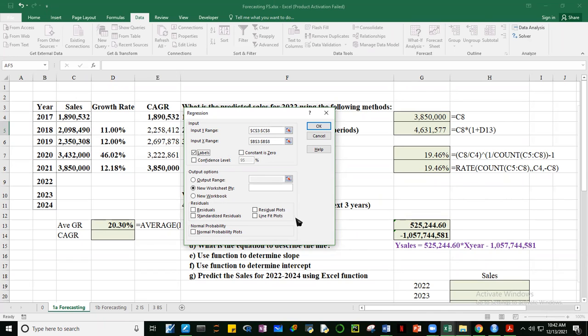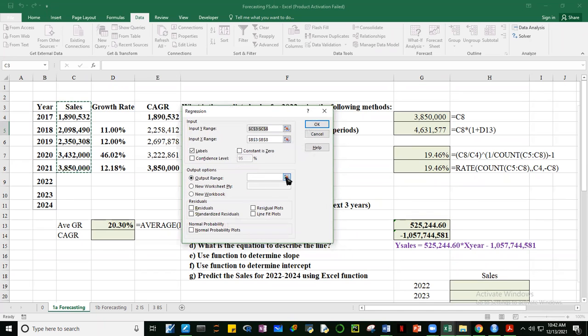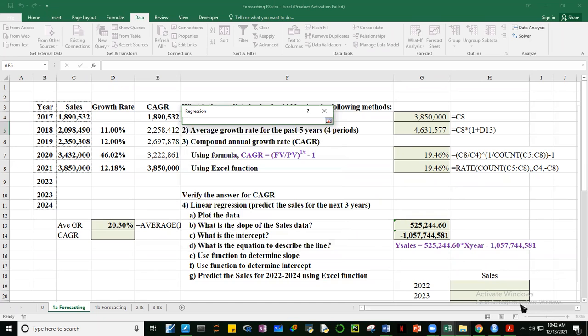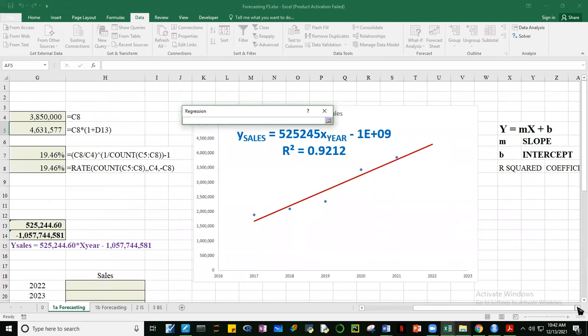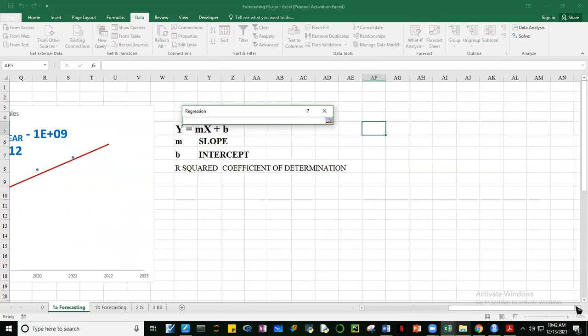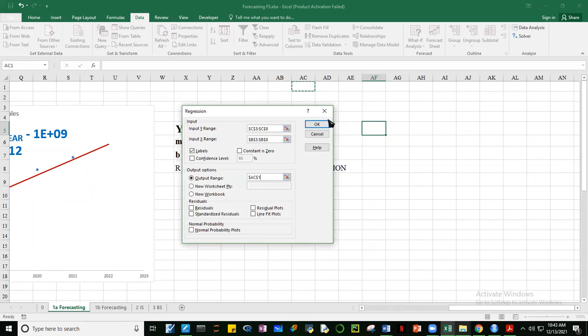Okay, and then output range, guys, dito. Saan natin ilalagay yung output natin? Dito na lang ilagay natin somewhere here. Ito na lang para pareho tayo. Lagay natin sa AC1. Let's put it in AC1. Okay, so click the spreadsheet icon there, and then let's not do the residuals anymore. Ito lang muna. Okay, click OK, guys.